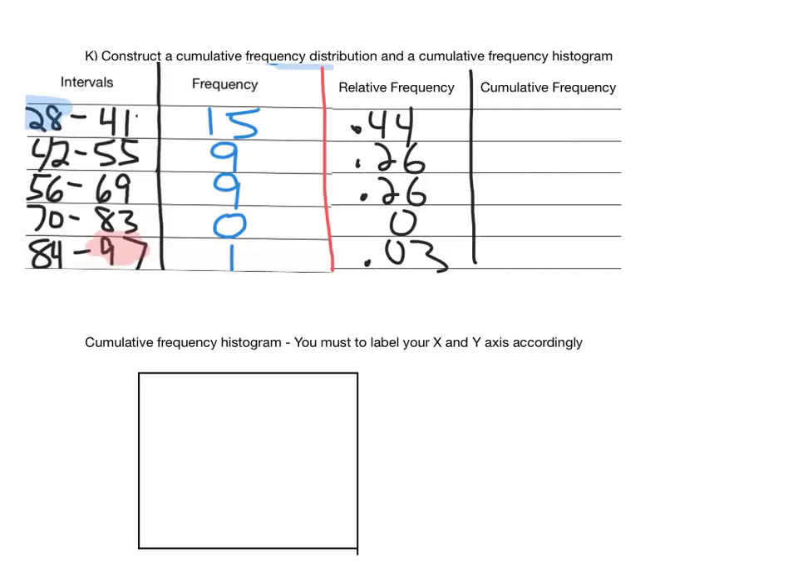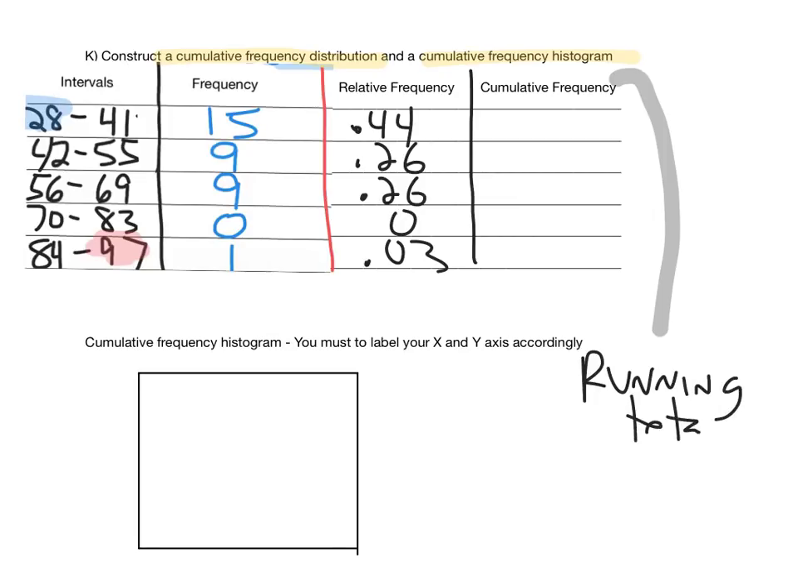Next, we have to set up a cumulative frequency distribution and a cumulative frequency histogram. And the cumulative frequency is basically just a running total of how many data values you have up to and including that interval. So for example, the first interval's frequency is 15, so we're just going to copy over the frequency into the cumulative frequency. But the second interval, its cumulative frequency, its running total is 15 plus 9, or 24. So up to and including that second interval, the running total is 24.